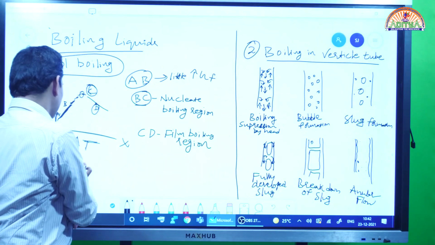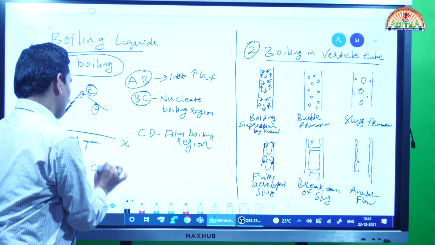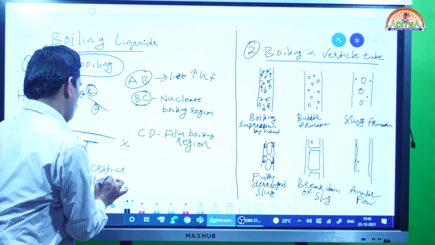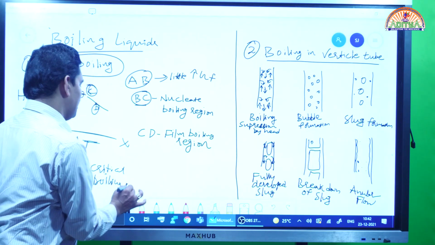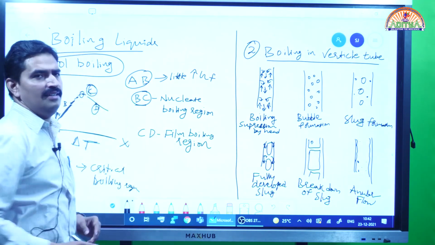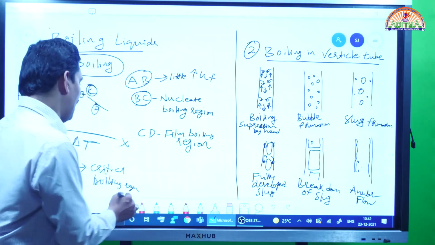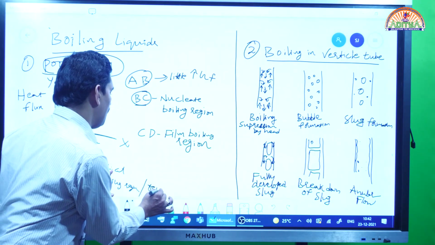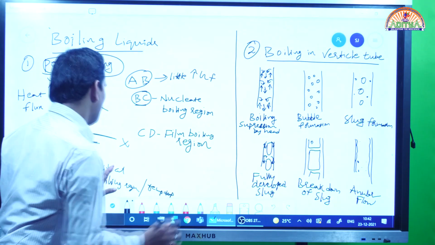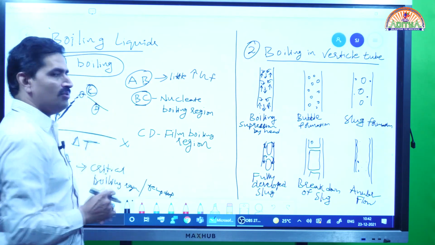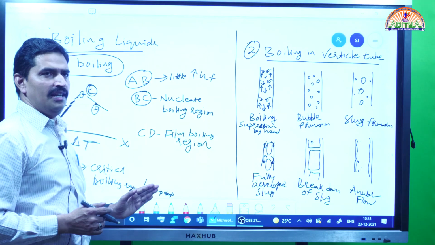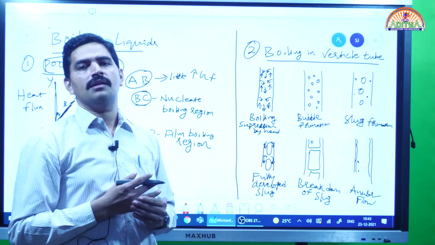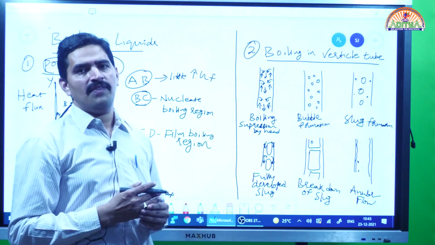So here C is called the critical boiling region, or after this region the temperature drop is going to happen. That's why you can call it the critical temperature drop point also. So after C, the rate of heat flux is going to decrease. Why? Because the temperature difference is going to decrease. That's why the rate of heat flux is going to decrease.